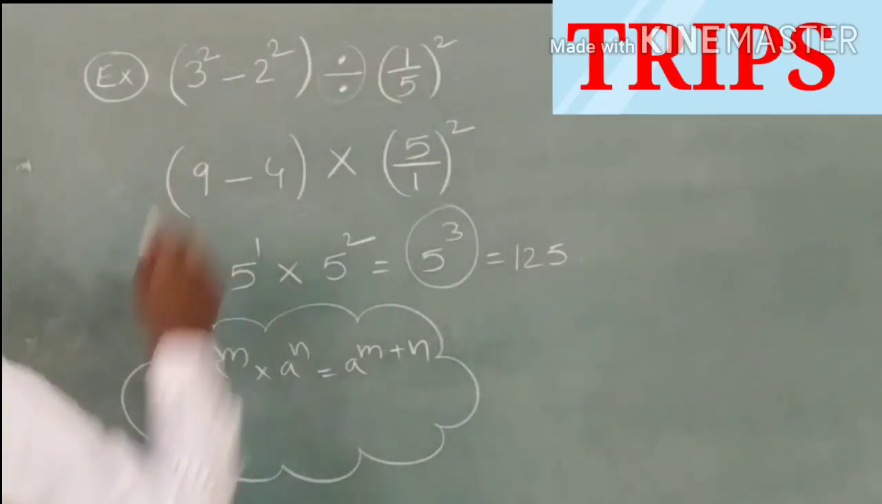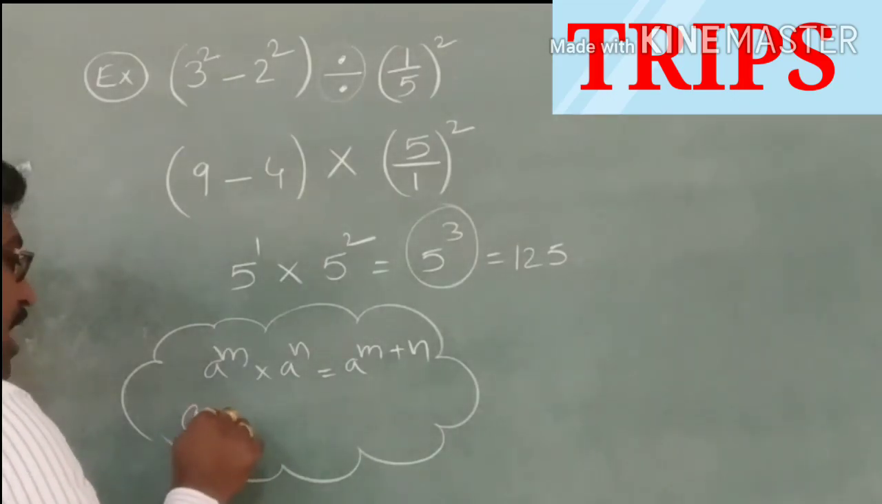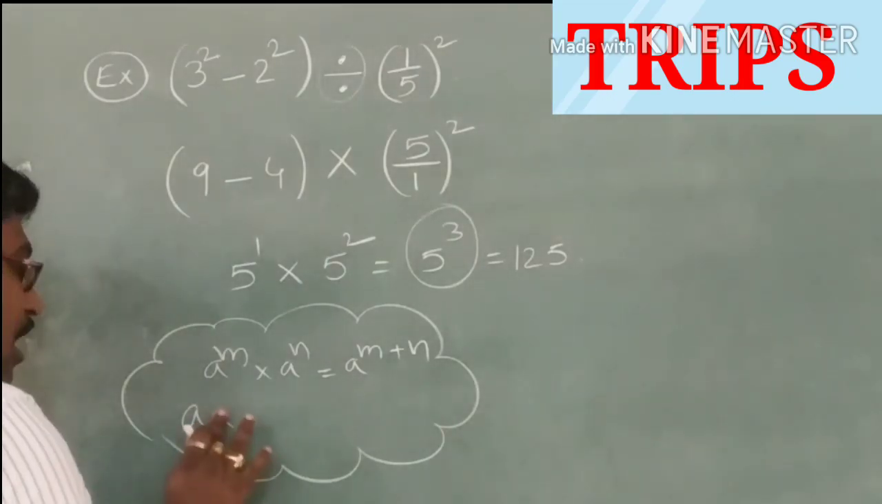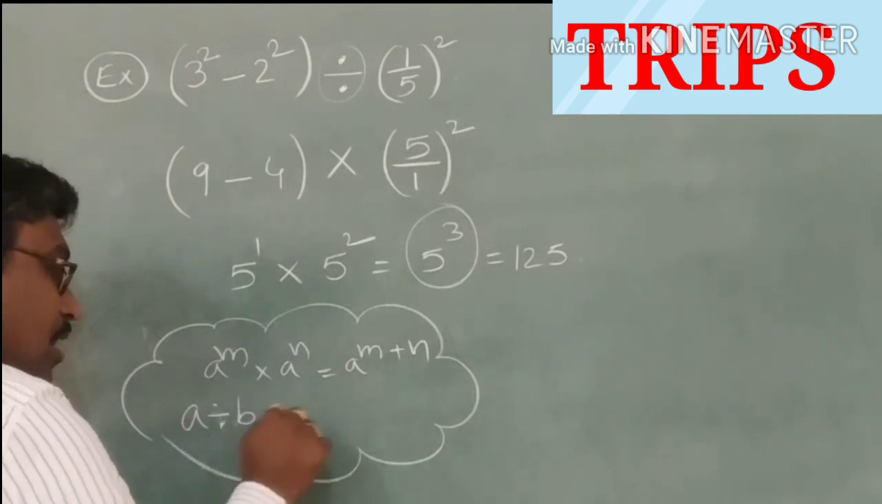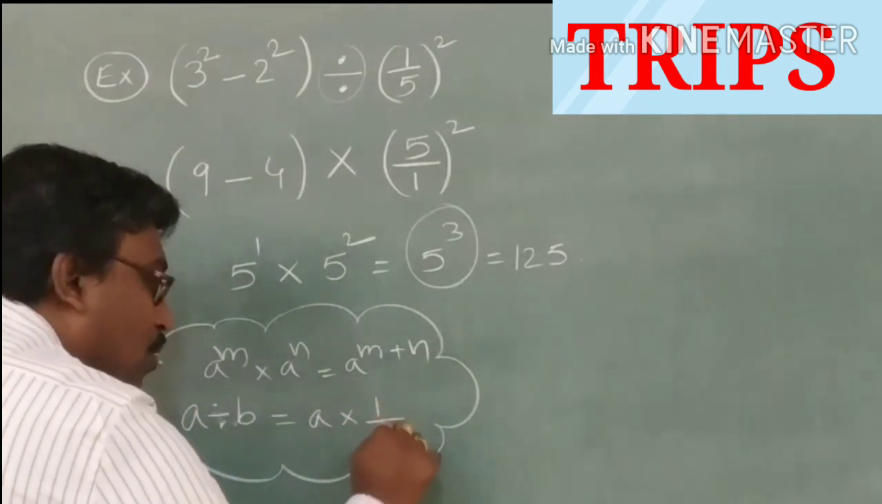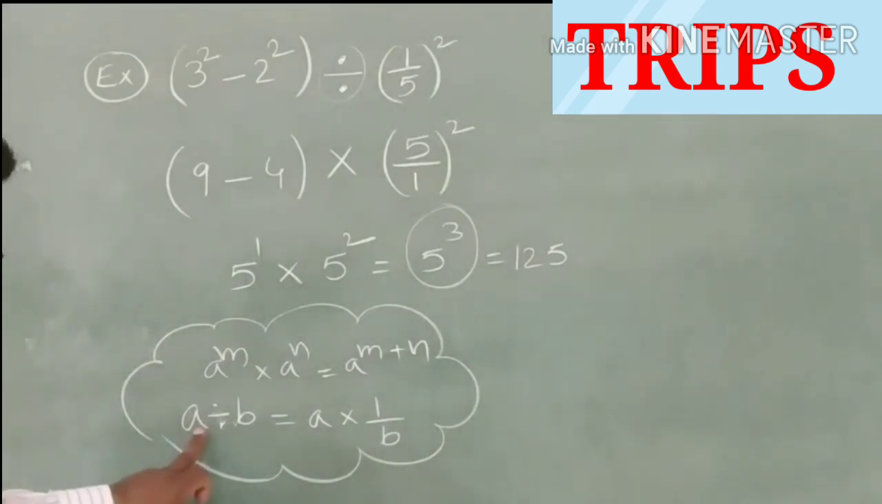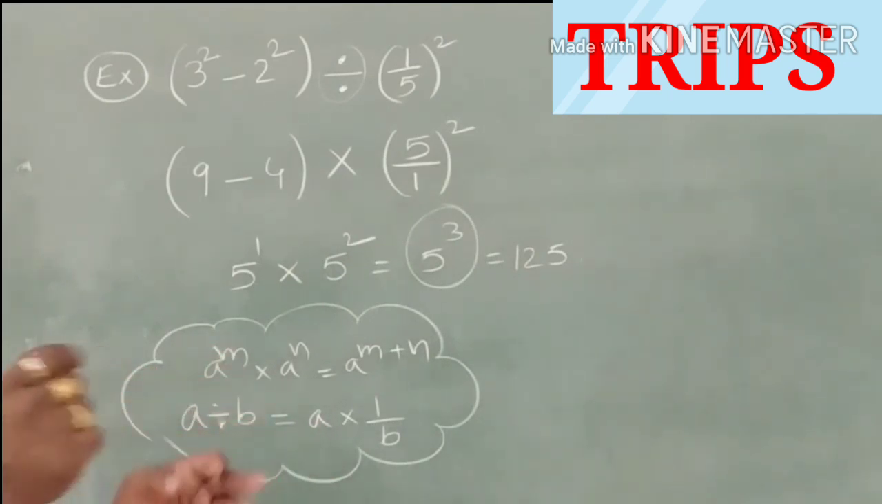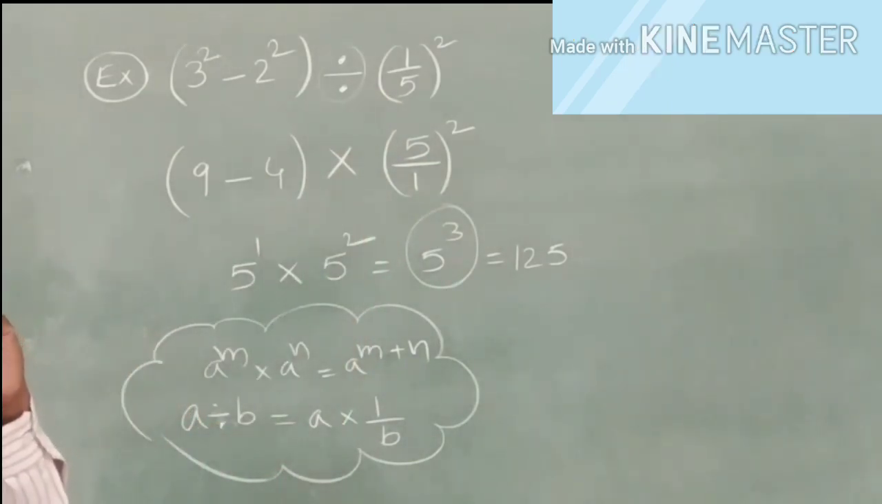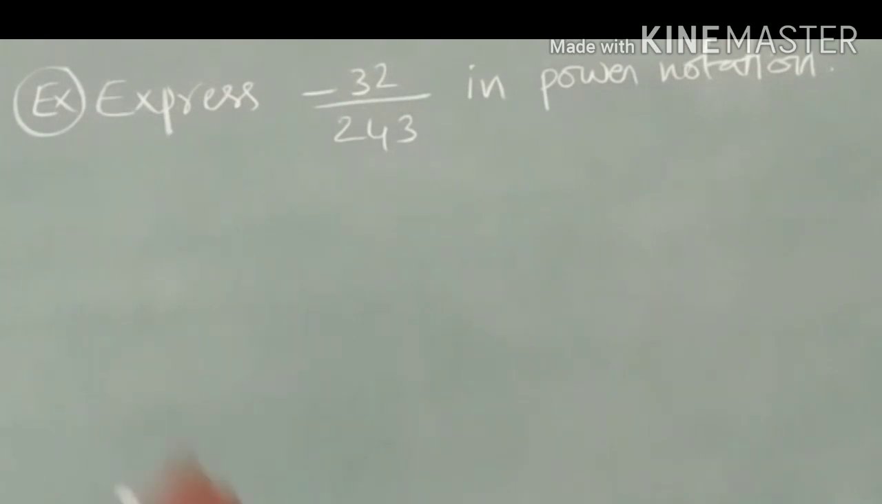Now, what formula did I use here? a divided by b can be written as a into 1 by b. Division, if I change it into multiplication, then it will be the reciprocal. That's the formula I used here to solve the sum. We will do one more example: express minus 32 by 243 in power notation.